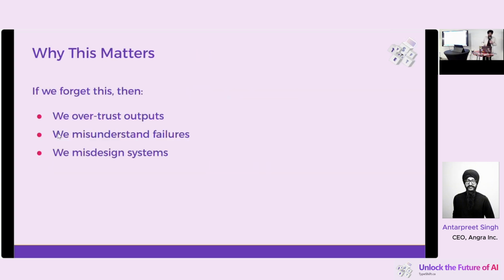And why this matters is because if we forget all of this, then we over-trust outputs. Whatever the LLM says, we start believing it, even if it's wrong. We misunderstand failures as well. Even if it gives the wrong output, we believe it should be the right thing. And then based on that, we misdesign systems. Since it may give us wrong information, we may design something incorrectly, thinking that what it said was true.